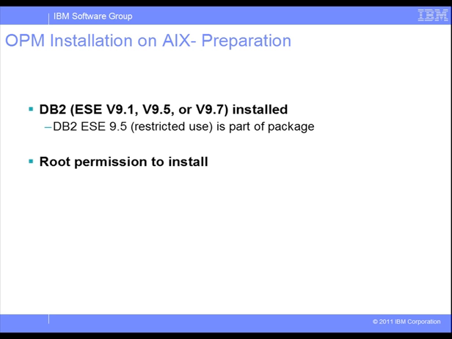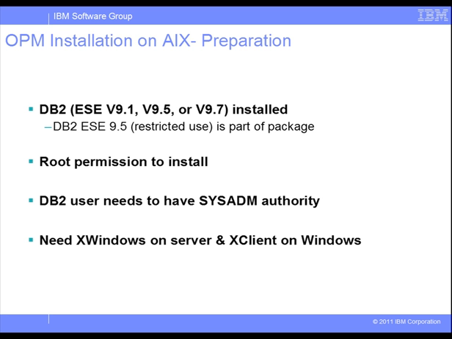Second, root permission is required to install. Third, a DB2 user ID with sysadmin authority is needed before the installation so that the user ID can access the repository database and server. As we will use a graphical user interface for the installation, we need to have X Windows Server software on the server and X Client software on the Windows machine to connect to the server. If the X Windows software is not available, the installer will use the command line mode.